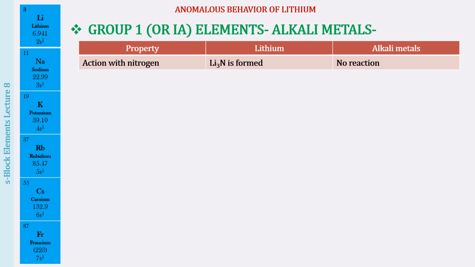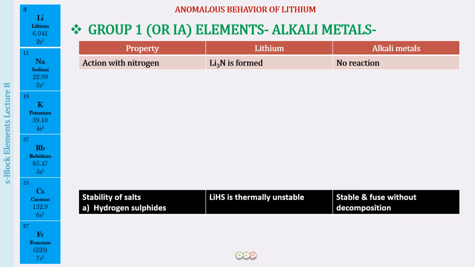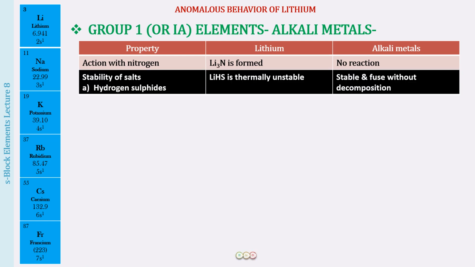So the next is the action with nitrogen. Lithium nitride is going to be formed when lithium reacts with nitrogen, whereas the rest of the alkali metals do not react. In case of sodium, we do see a reaction with nitrogen, but it will be forming sodium azide, never sodium nitride. So lithium is the only alkali metal which is going to react with nitrogen to form a nitride.